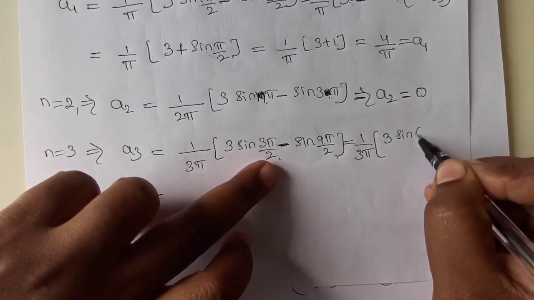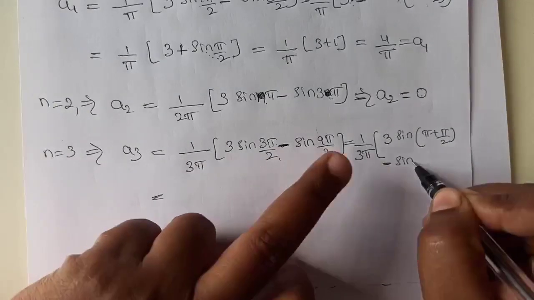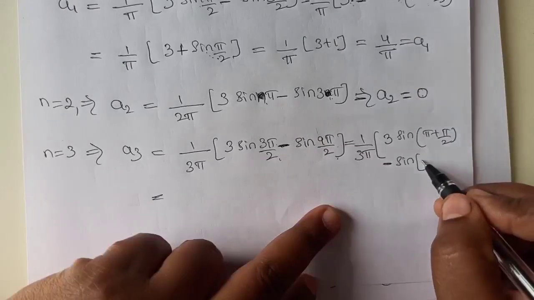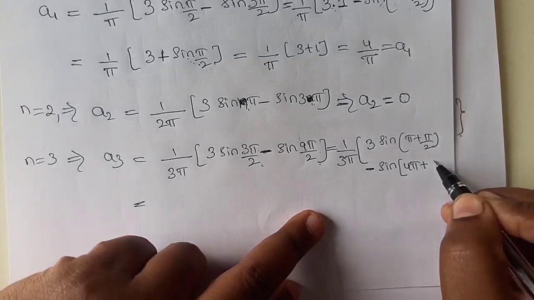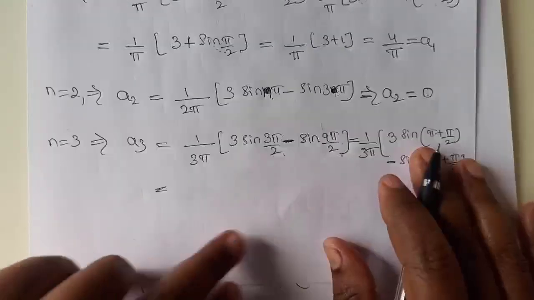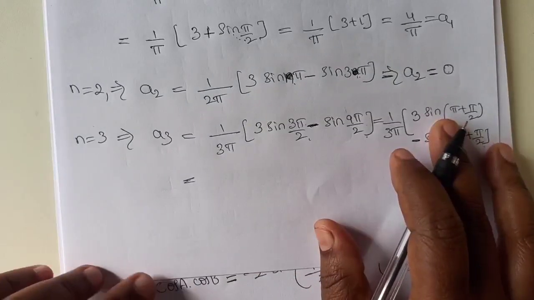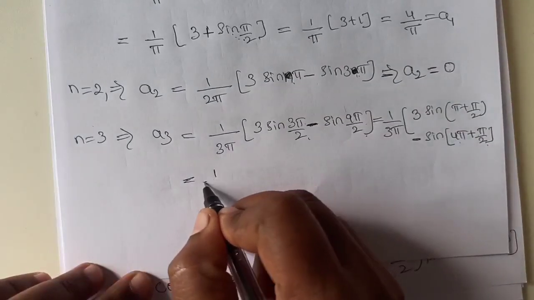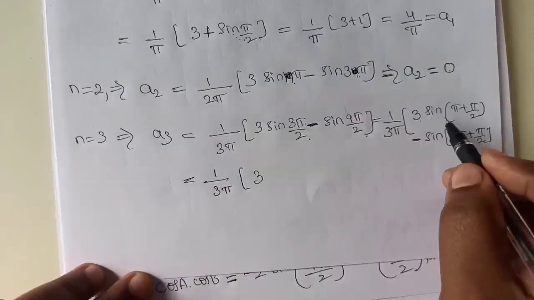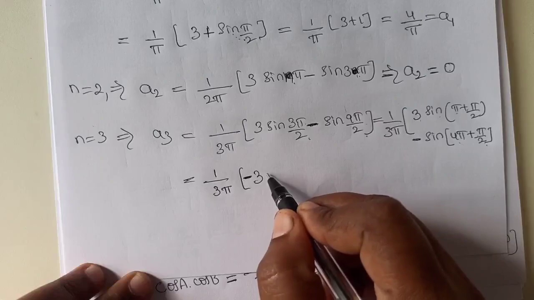Sine of 3 pi by 2 can be written as pi plus pi by 2, and sine of 9 pi by 2 can be written as 4 pi plus pi by 2. So we get 9 pi by 2. We know that sine of 2n pi plus theta. First we simplify this one. So this is 1 divided by 3 pi, 3 sine of pi plus pi by 2 is equal to minus sine of pi by 2.